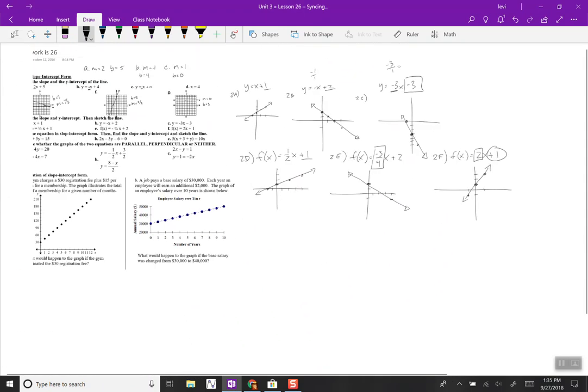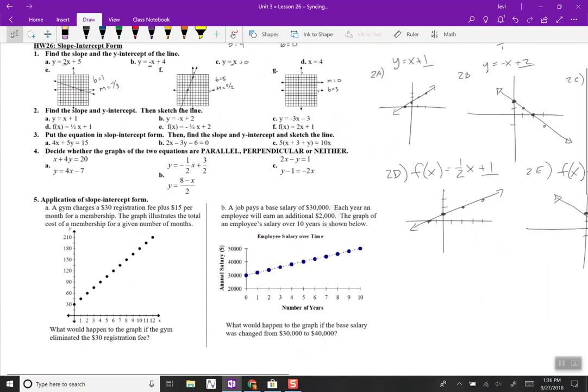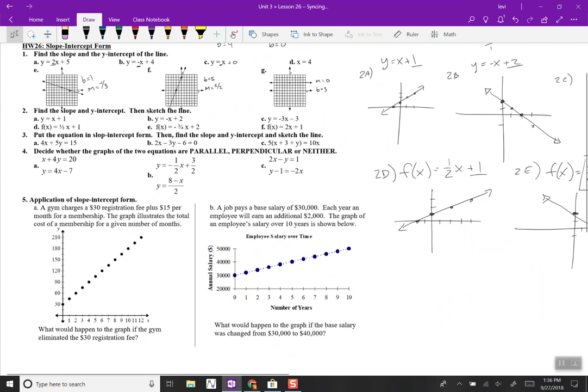Okay. 3. 3 says, put the equation in slope-intercept form, then find the slope and the y-intercept and sketch the line. Ooh, a lot of work here. Okay. 3a says 4x plus 5y equals 15.